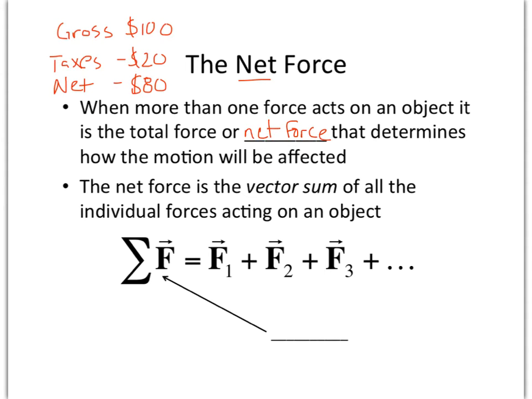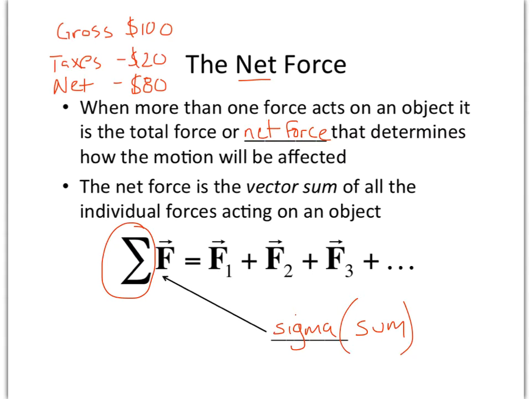So it's not a kind, it's just sort of, in the end, what determines how the motion will be affected. That's what this Greek letter is right here, the Greek letter sigma. And what it really means is the sum, S-U-M. It's kind of like saying the sum of all the forces.